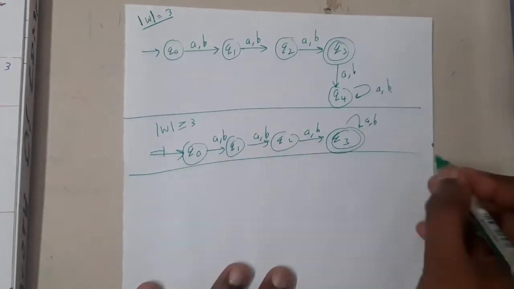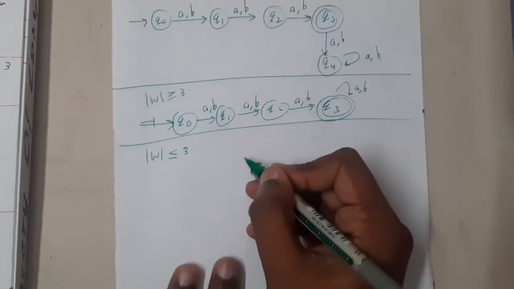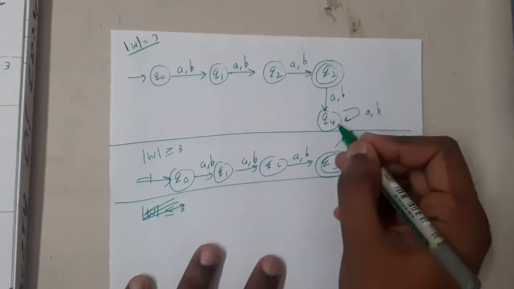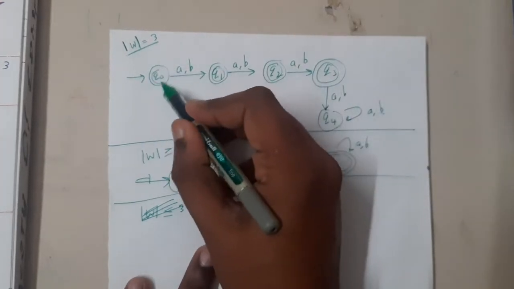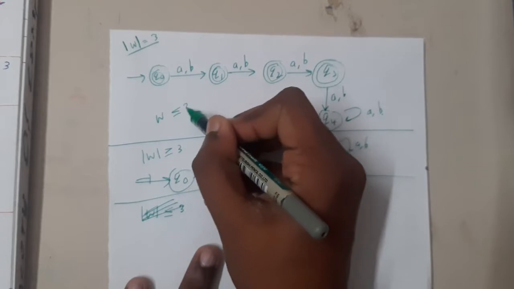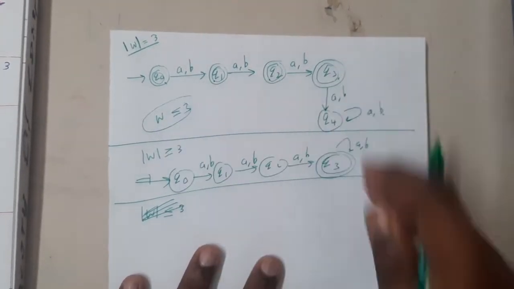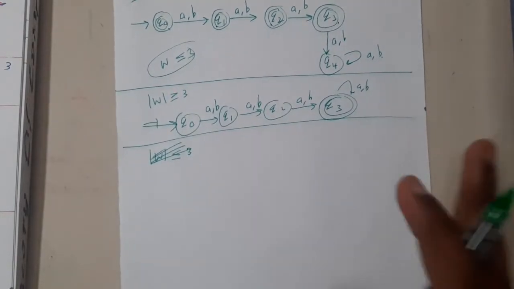And what if the given question is mod W is less than or equal to 3? At that time, I'm not going to draw the diagram, guys. This is the same diagram, and just to modify it you will make those states final, drawing circles. That is nothing but mod W less than or equal to 3. So 3 is accepted, 2 is accepted, 1 is accepted, 0 is also accepted. Got it? Yes.